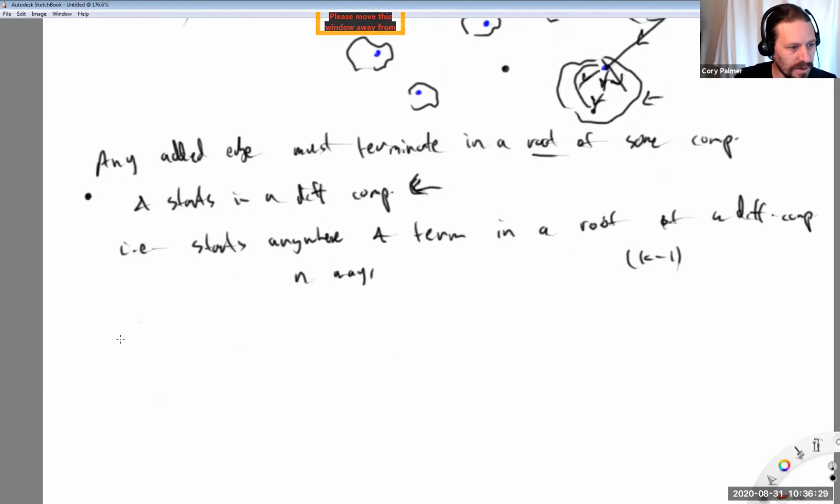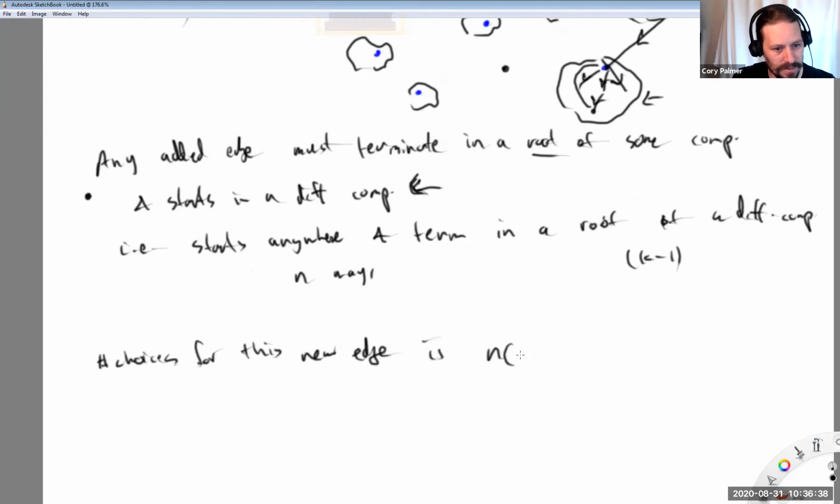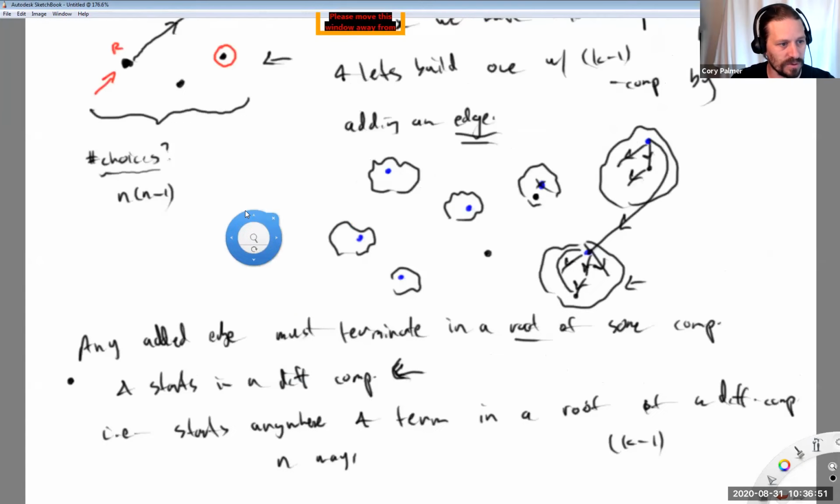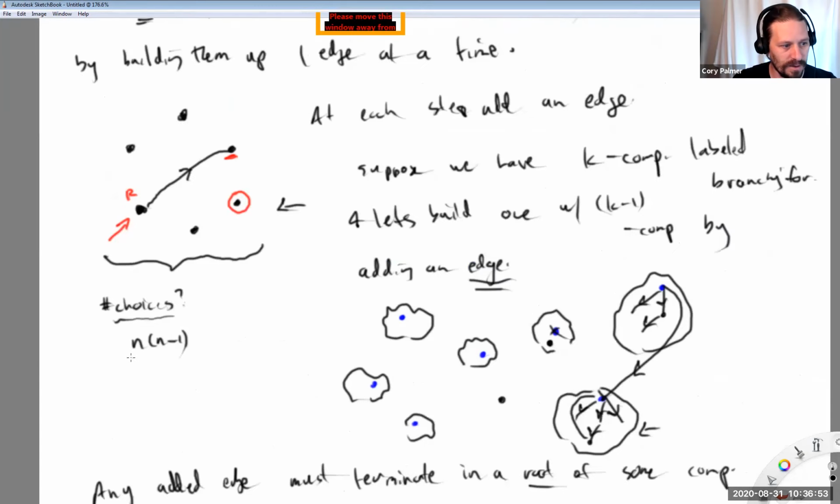So that means the number of choices for this new edge is n times k-1. In this step, when I have k components go to k-1 components, I had this many choices. Any vertex can be joined to any one of the existing roots. Let's just scroll up real quick and confirm that that matched the number of choices here. Yeah, in this step it was fine. We had n choices for the first vertex and n-1 roots other than the vertex itself, right? All these other vertices were roots.